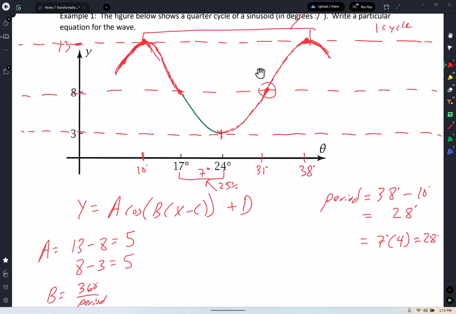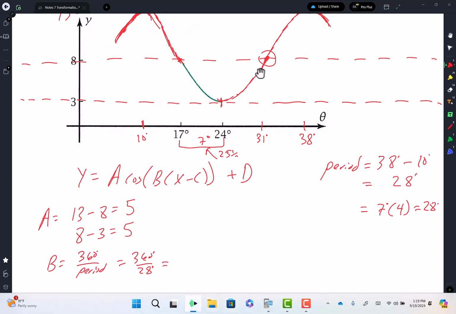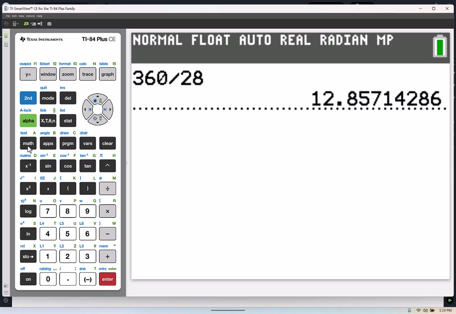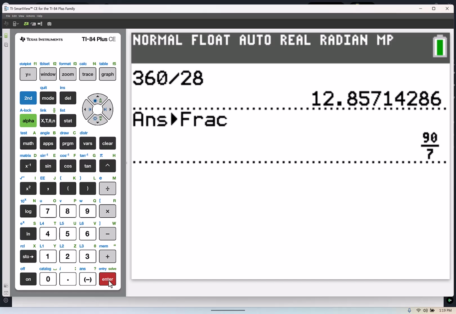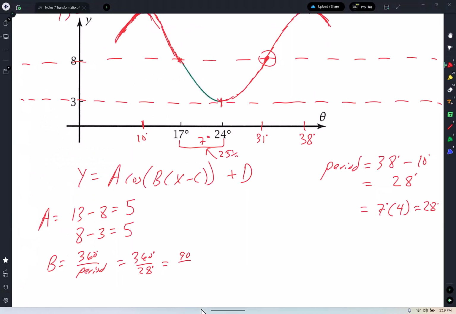Does that make sense? So I come over here and I go 360 divided by 28. I don't think it goes perfectly into it. So if I take my little calculator and I go 360 divided by 28, turn it into a fraction. And there it is, 90 over 7. So I'm going to come back and I'm going to say that's 90 over 7. Now, remember, guys, well, okay, we'll tell you in a little bit.